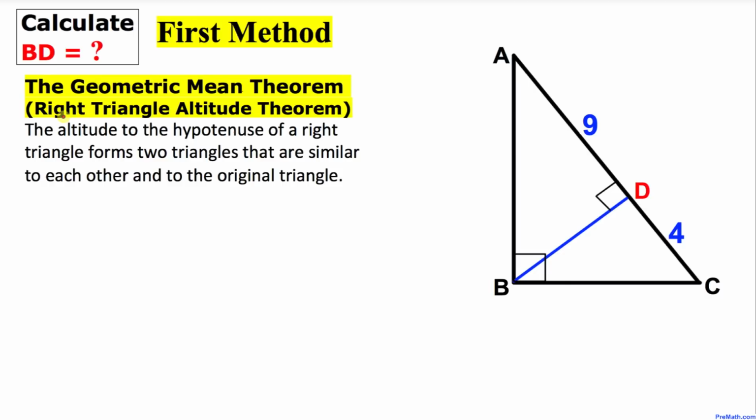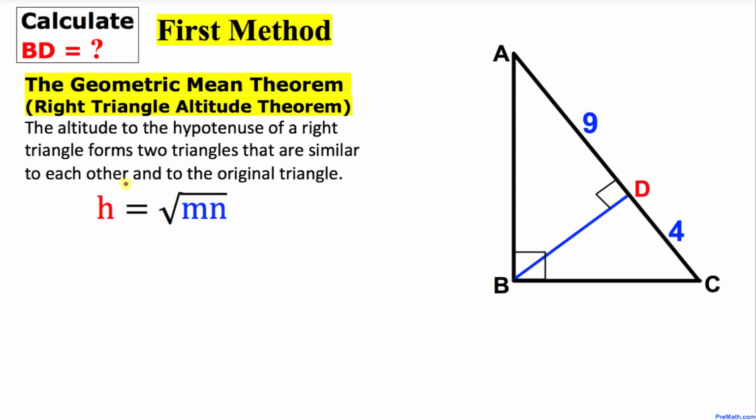We have this right triangle altitude theorem. The altitude to the hypotenuse of a right triangle forms two triangles that are similar to each other and to the original triangle. By the way, this theorem is also called the Geometric Mean Theorem. Therefore, we will be using this geometric formula to solve this problem.